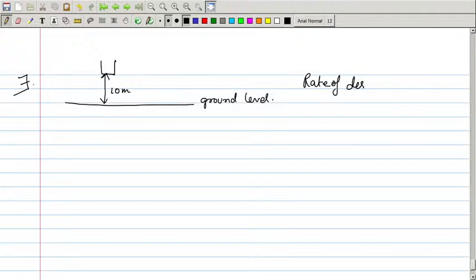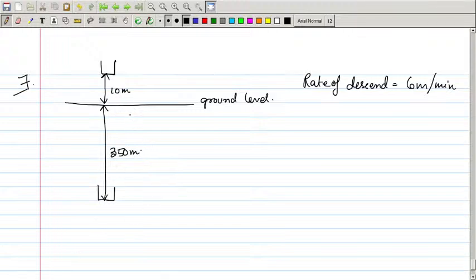Rate of descent is equal to 6 meters per minute. That means in 1 minute it is going down by 6 meters, and it has gone down 350 meters below the ground level. Okay. You have to find out the total time taken to move from here to here.